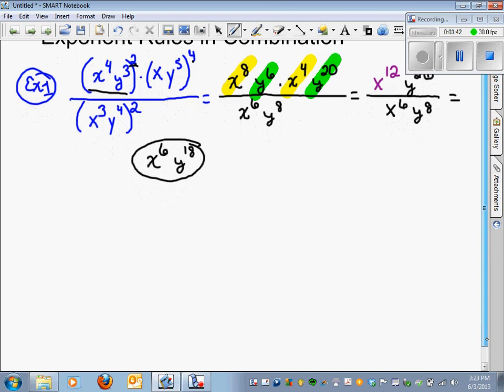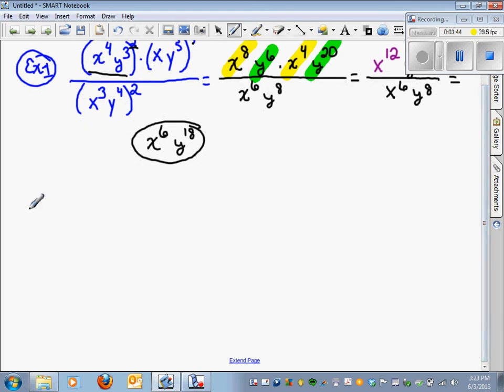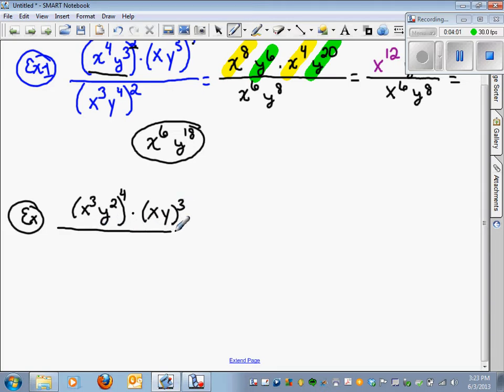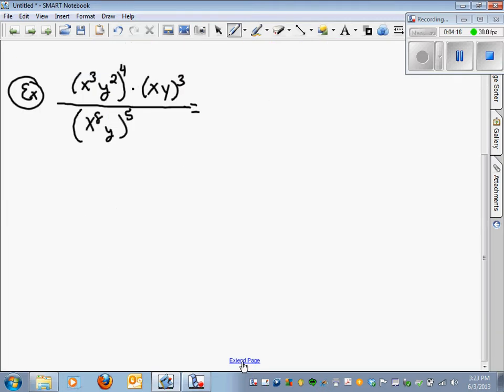We'll take a look at one more example. This time we're going to have (x^3 y^2)^4 times (x y)^3 over (x^8 y)^5. I would approach this the same way. Anything that has a power raised to a power would be what we deal with first.